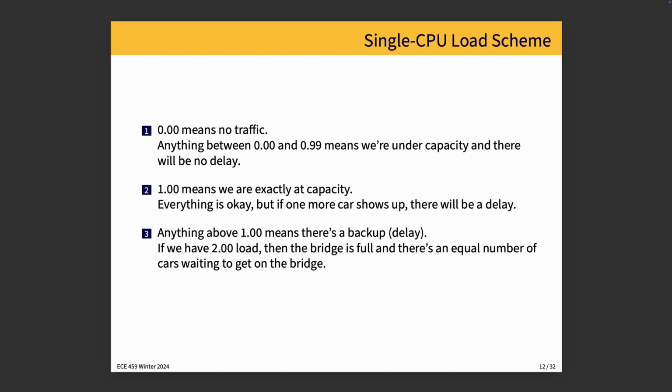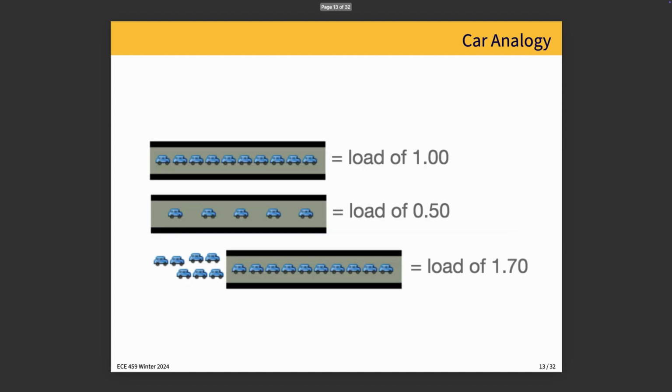If even one more car shows up in this analogy, then there will be a bit of a backup and this will cause a delay. Anything above 1.00 means that there is a delay. There are threads that are ready to run, but there's just not enough CPU time for everything because demand exceeds supply. And if we have 2.00 load, that means we have twice as much demand as there is supply in terms of CPU time, so the bridge is full, and there's an equal number of cars waiting to get on that bridge.